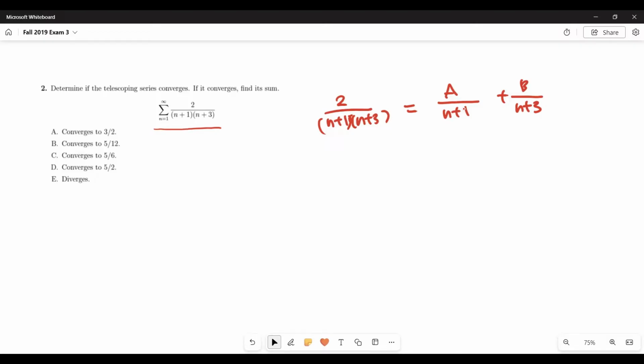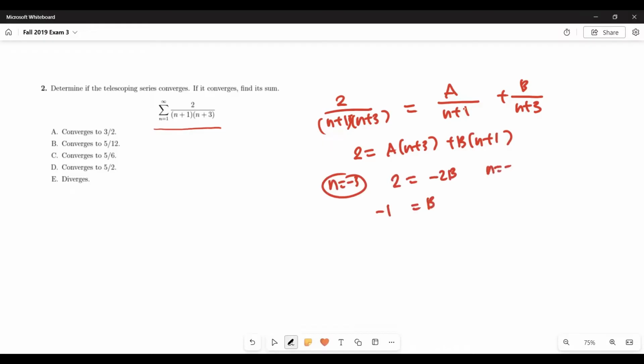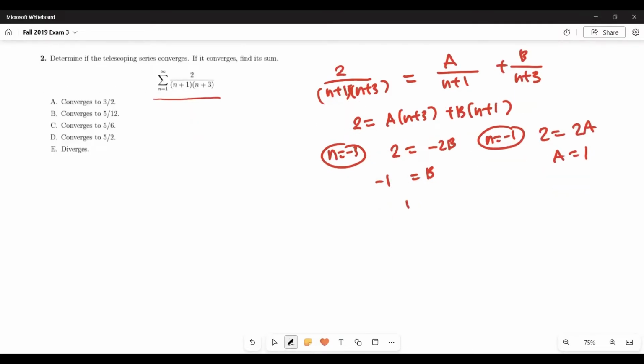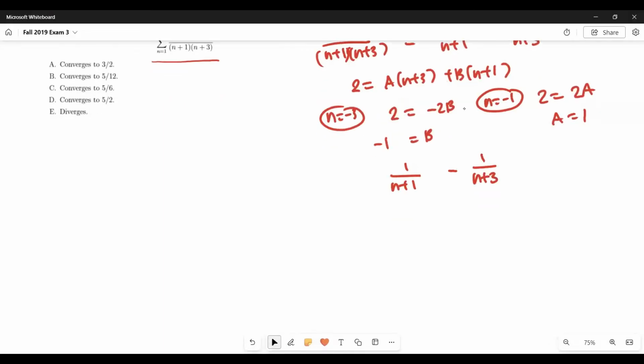Okay, and then we're gonna multiply m plus 1 and m plus 3 on both sides. So this is gonna be 2 equals a times m plus 3 plus b times m plus 1. So if m is equal to negative 3, then 2 is equal to negative 2b, and b is negative 1. If m equals negative 1, then 2 becomes 2a, and a is equal to 1. So our equation is 1 over m plus 1 minus 1 over m plus 3. So now let's plug in the values.